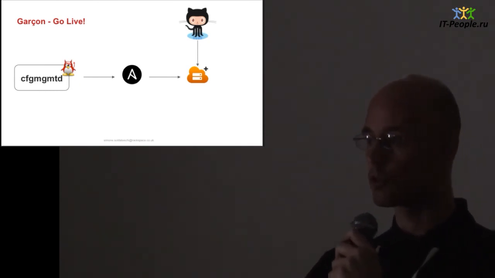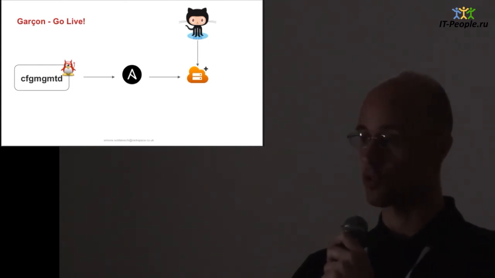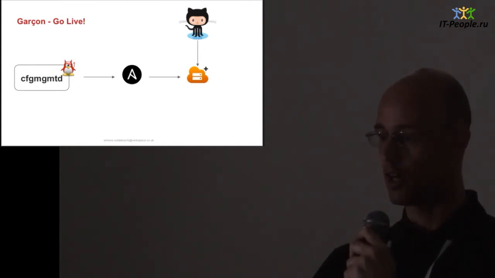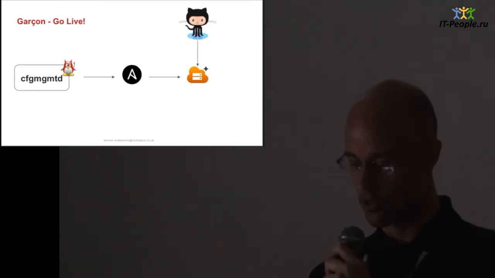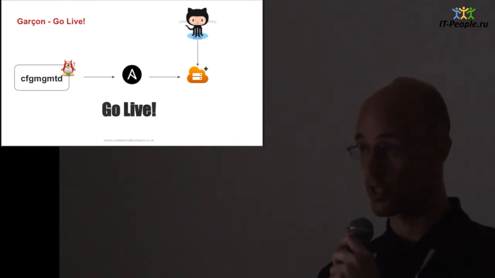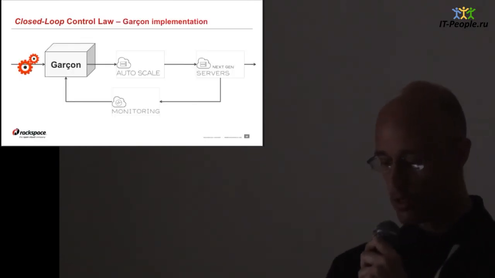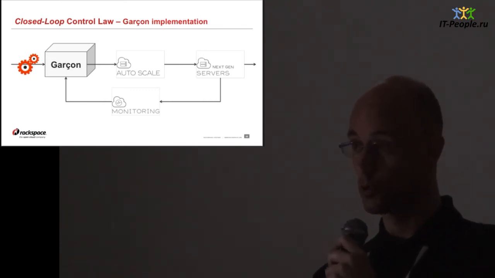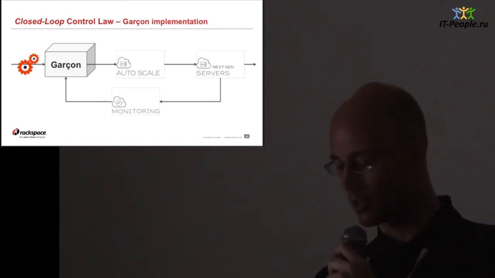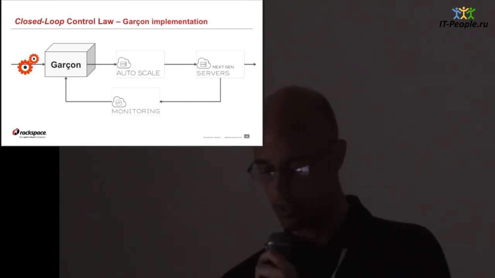So, just to recap, the configuration management daemon runs Ansible. Maybe you might want to clone a GitHub repository to deploy the latest version of your application. In that way, you would be able to upgrade the application running on your infrastructure. And those servers will be able to go live. So this is the Garçon implementation of the closed loop control law. Closed loop because there is a feedback produced by the monitoring system.